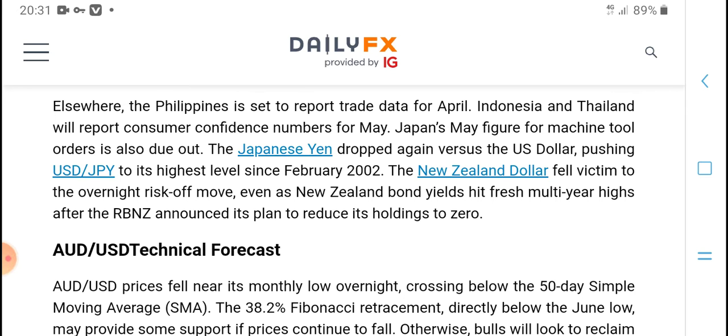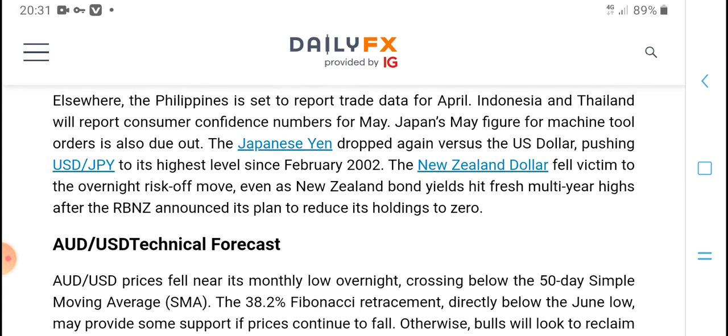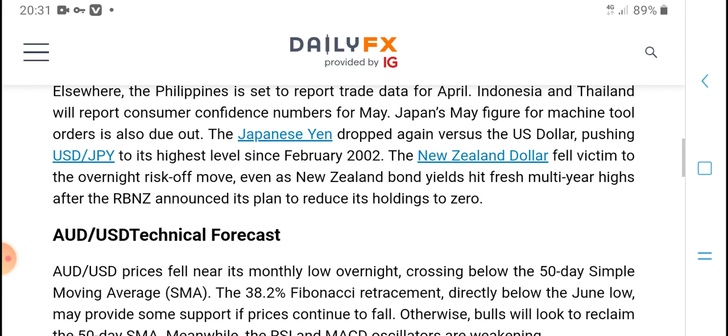New Zealand dollar in particular, with the risk of more. The New Zealand bond yield hit fresh multi-year highs after the eruption, according to the plan to regularly hold holiday.